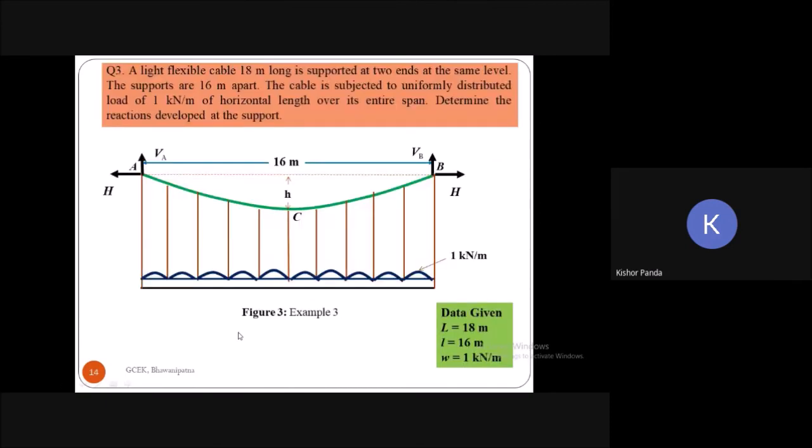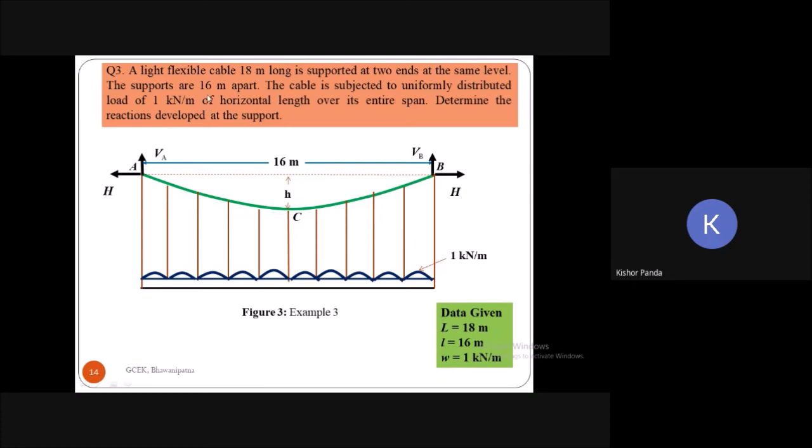Then coming to the third example, a light flexible cable 18 meter long is supported at two ends at the same level. The supports are 16 meter apart. This is the support, this is 16 meter apart. The cable is subjected to uniformly distributed load of 1 kilonewton per meter of horizontal length over its entire span. This is the UDL present throughout the length, and this is given 1 kilonewton per meter. Determine the reactions developed at the support.